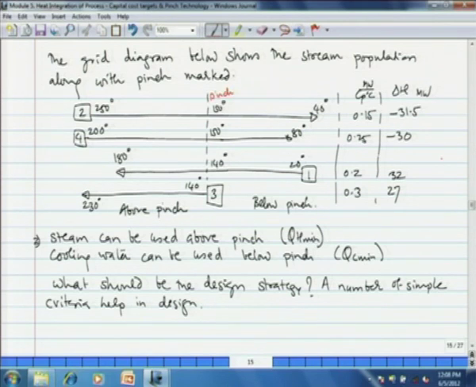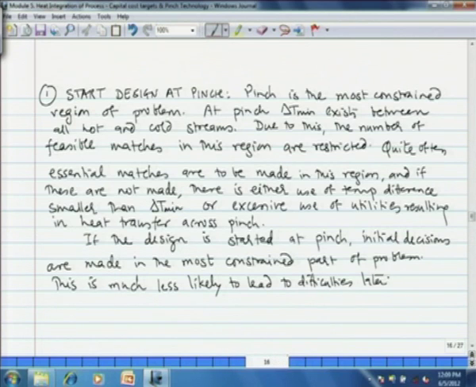We have two utilities, steam and cooling water. Steam can be used above pinch, that QH min we have already determined, and that was 7.5 megawatt, and cooling water can be used below pinch. The QC min also we have determined as 10 megawatts in the previous lecture. What should be the design strategy? We have already identified one design strategy in the previous lecture, that we shall start our design at the most constrained region of the problem, that is near the pinch, and in addition we shall use some more criteria to help us match the streams without violating the delta T min constraint.